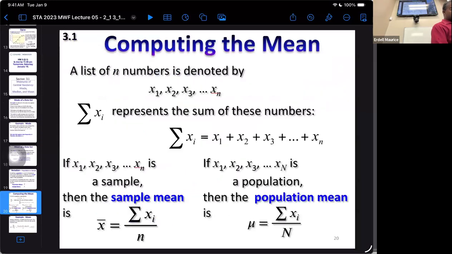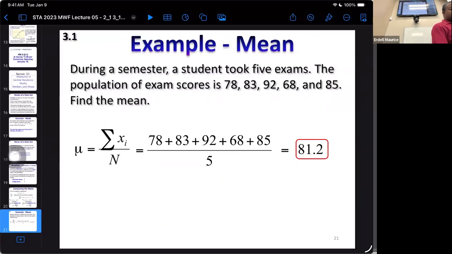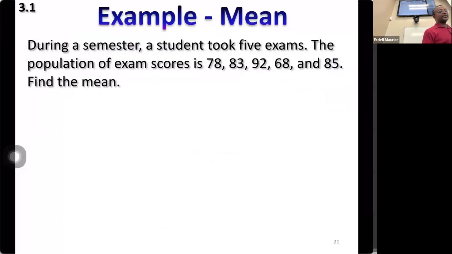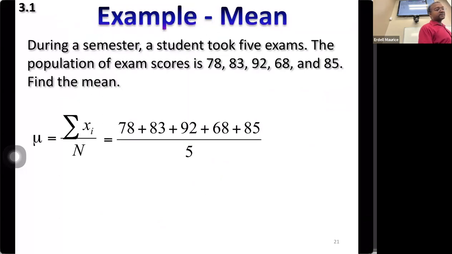During the semester, a student took 5 exams. The population for the exam scores was 78, 83, 92, 68, and 85. Find the mean, or the average. All you have to do is simply add all those numbers up and divide by 5, and that gives us an answer of 81.2. Questions there?